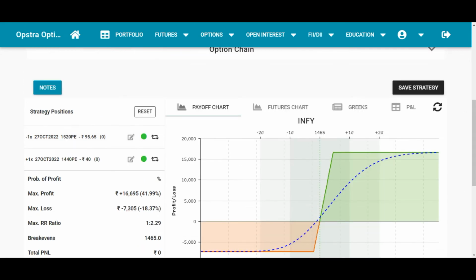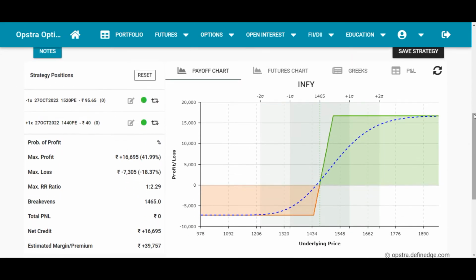So now this is my second option strategy for those who can do the adjustments, those who understand how to do the adjustments in the Infosys stock options. You can definitely try this strategy. To implement this strategy, first you need to buy 1440 strike price put one lot, then you need to sell 1520 put one lot.